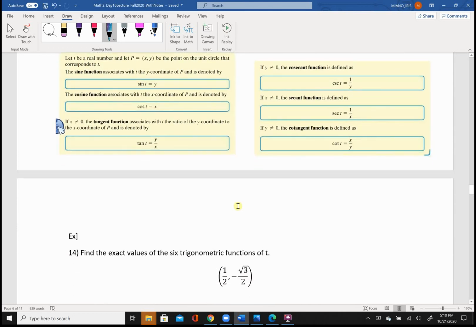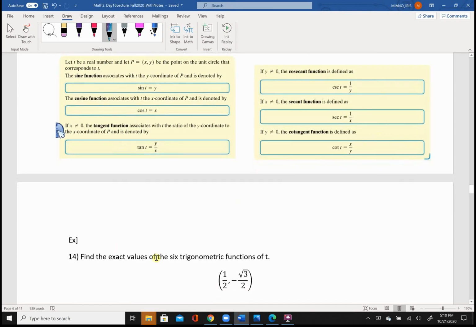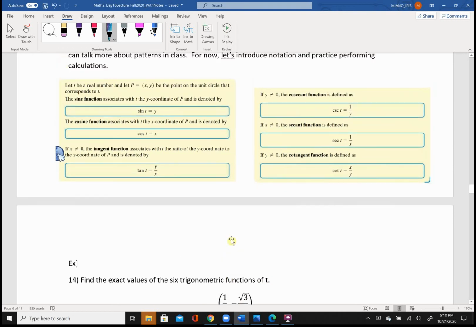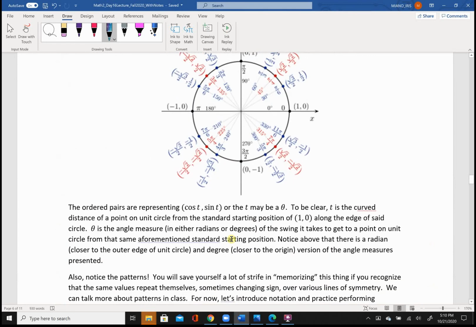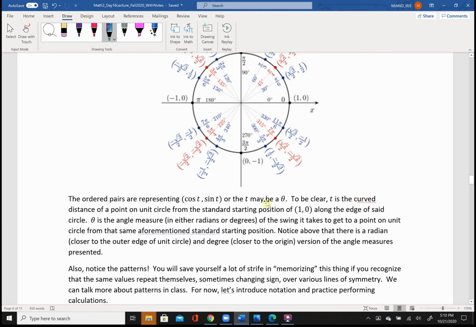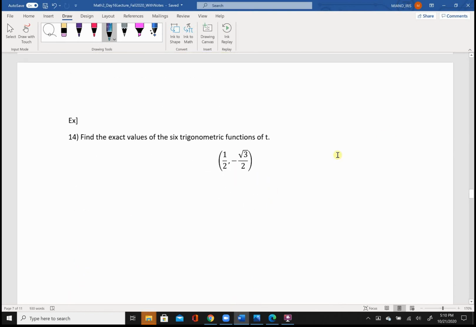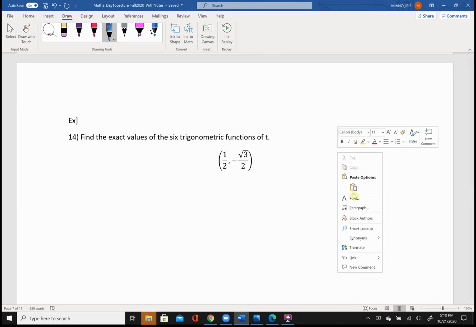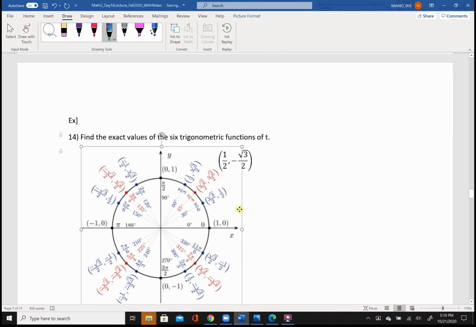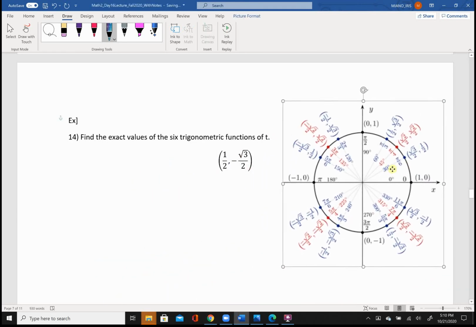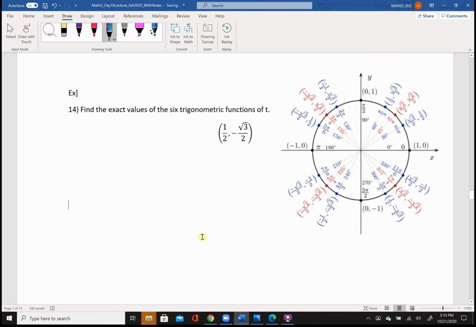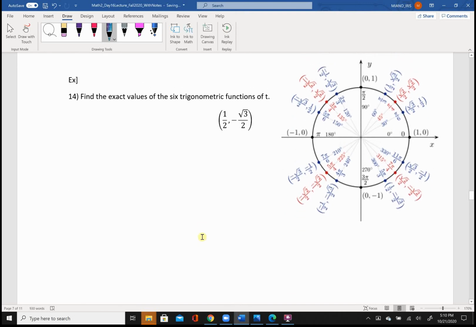So for the first example, I want us to find the exact values of the 6 trigonometric functions of t given this position on the unit circle. You can just refer to the unit circle, this figure right here, in order to answer this question. I'm going to go ahead and plop the unit circle down right here. It does it on top. That's great. I have it at my disposal, so there you go.